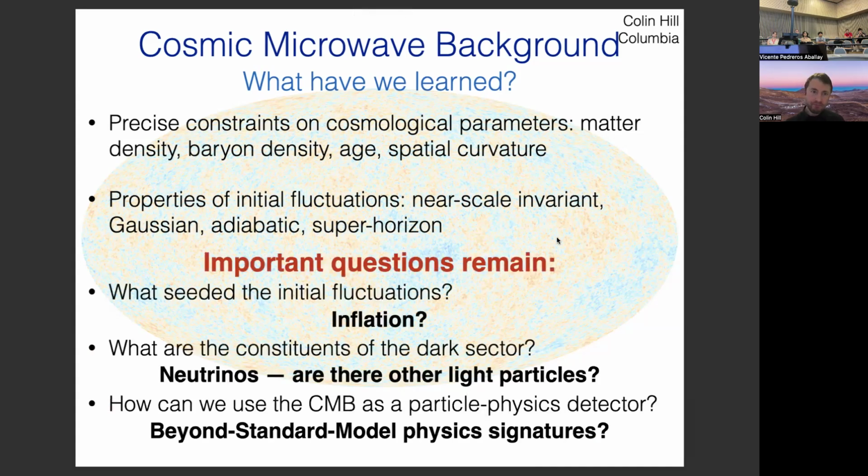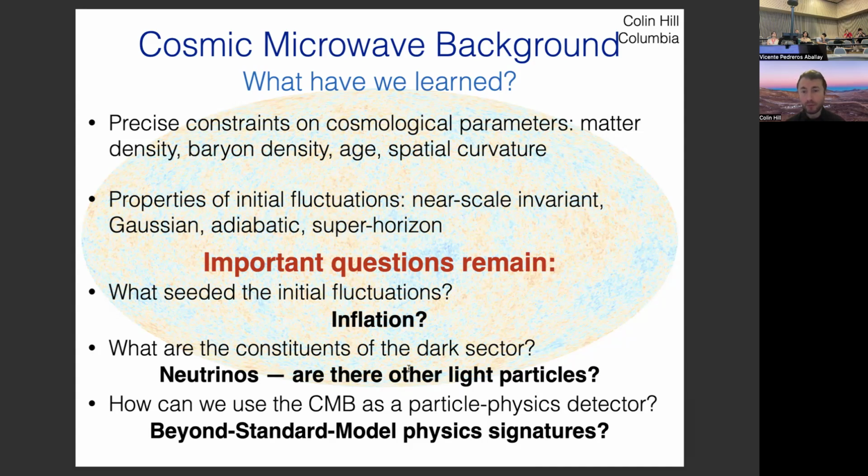Okay, so given this dramatic progress, one might wonder what we should be looking at next. Well, of course, we all want to know more about the details of the physics that seeded the initial fluctuations. Inflation, of course, has beautiful properties that are very consistent with these observations, but we'd like to know the microphysics of inflation. There are broad questions about what the constituents of the dark sector are, both the dark matter, the dark energy, as well as other types of dark particles like neutrinos. So, what is their physics?